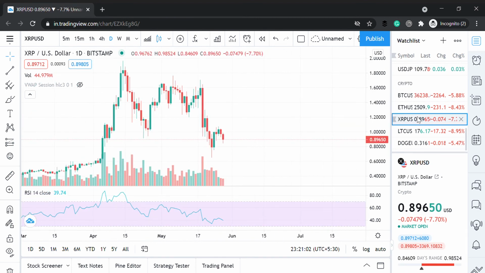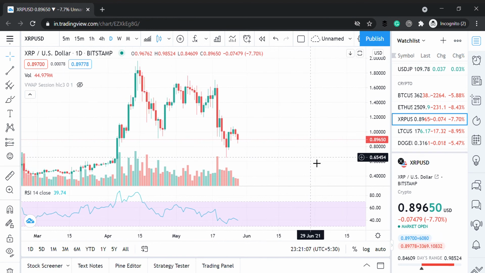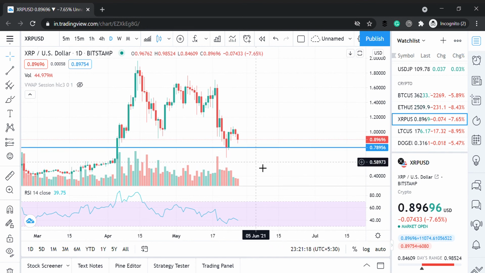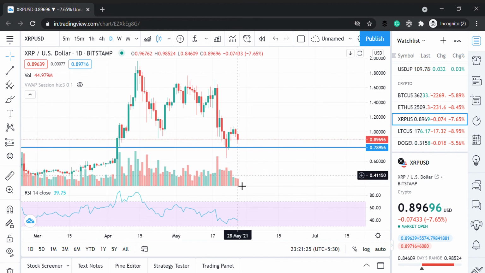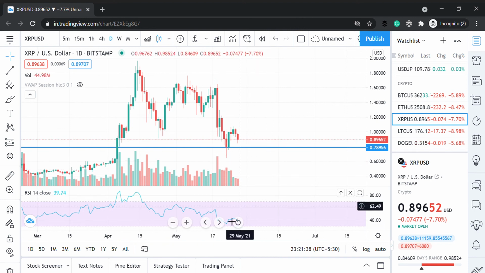Now let's talk about Ripple, XRP, sorry. So this is quite a good support. The price came back here and bounced back again like this and again like this, and you can now see that the prices are again trying to come to our support level, but with lower volumes. The RSI is stating that the price is downwards.